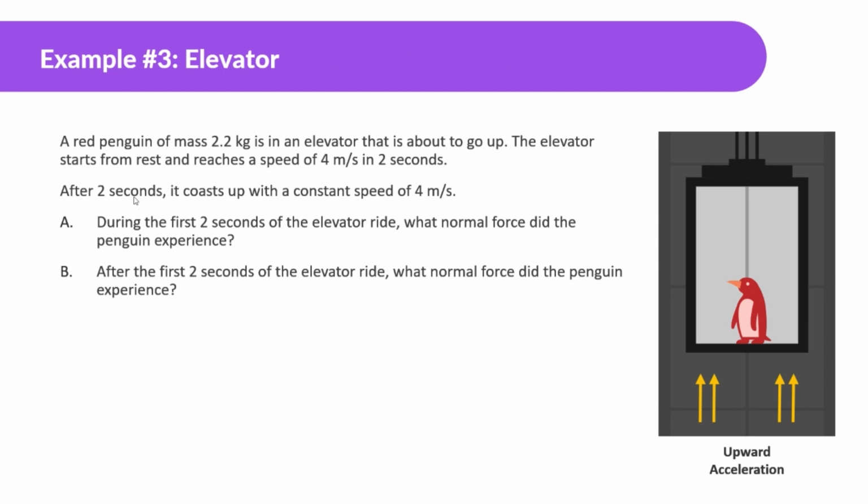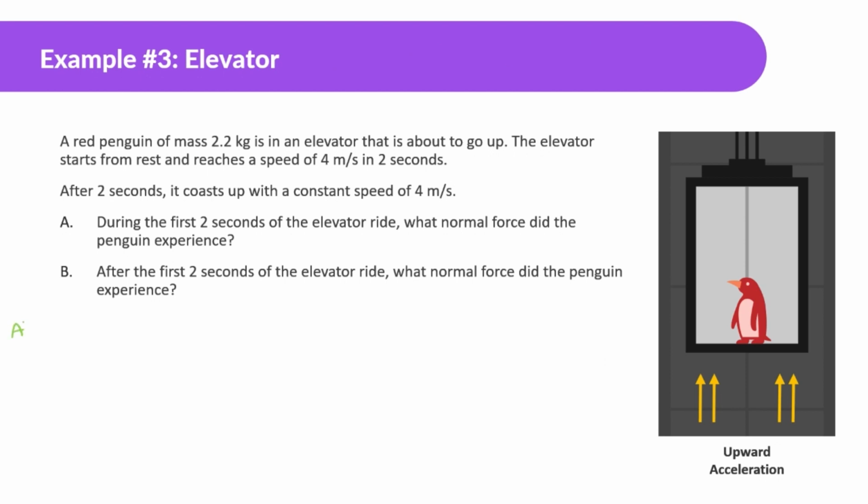Okay, a red penguin has a mass of 2.2 kilograms in an elevator that is about to go up. The elevator starts from rest and reaches a speed of 4 meters per second in 2 seconds. After 2 seconds, it coasts up with a constant speed of 4 meters per second. During the first 2 seconds of the elevator ride, what normal force did the penguin experience?